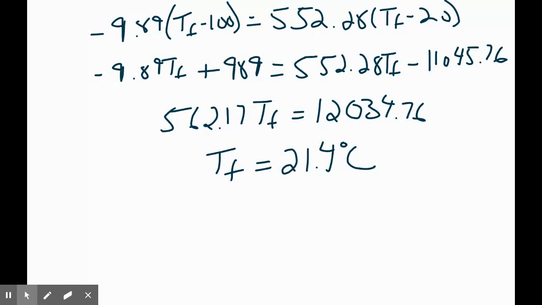So if you're having trouble doing this algebra, you need to go back and brush up, make sure you know how to do your order of operations and you're distributing correctly.